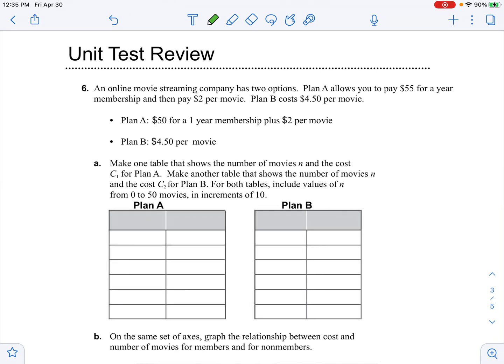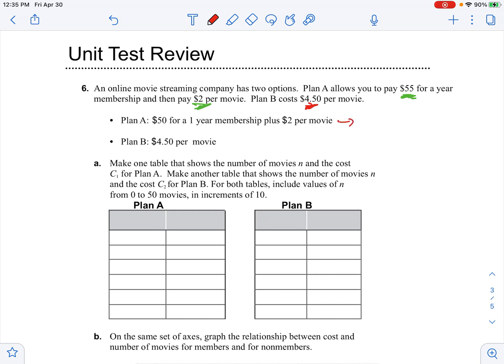Online movie streaming has 2 options. Plan A, okay, say we pay $55 for a year membership, and then $2 per movie. That seems important. And then the other one, you just pay $4.50 per movie. Okay, so let's make the equations of these. Let's just build the equations now.